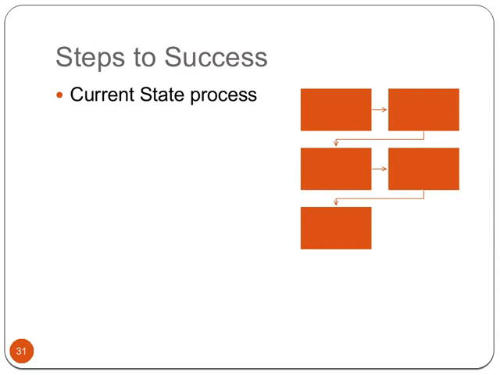So the steps to success include defining your current state process. If you don't know what you do today, it's pretty hard to automate it. You've got to know what you're doing today.